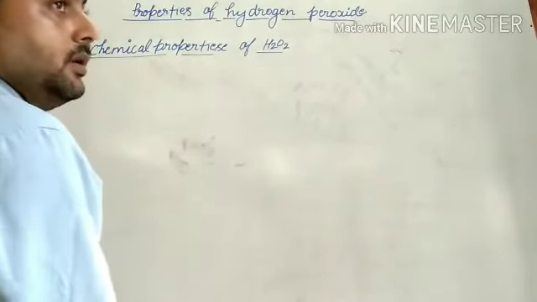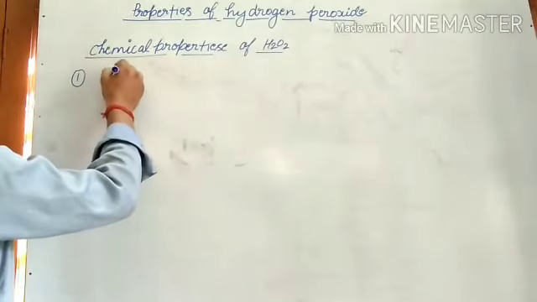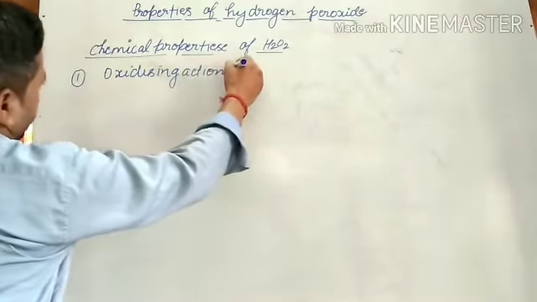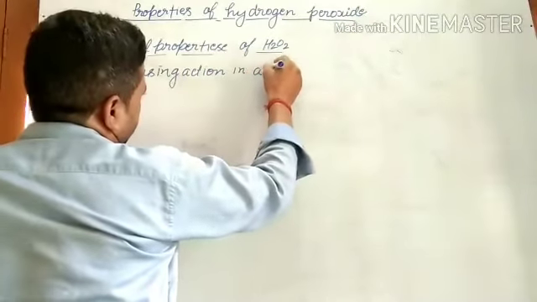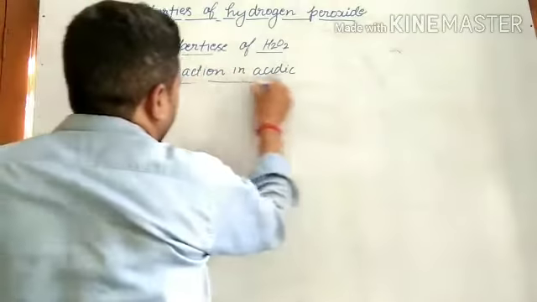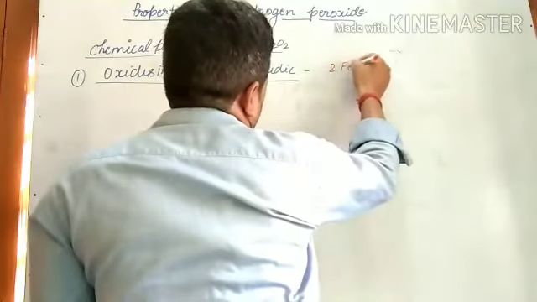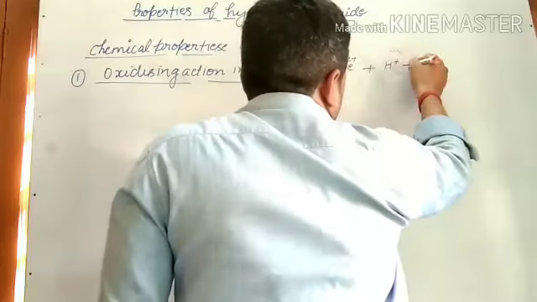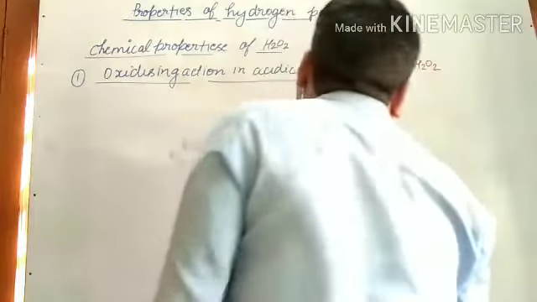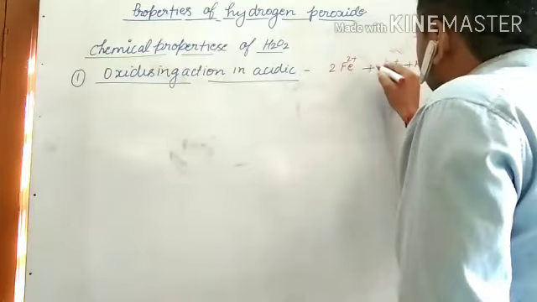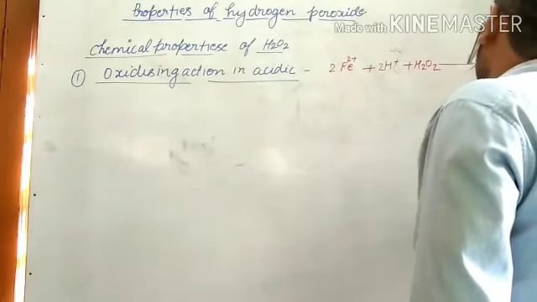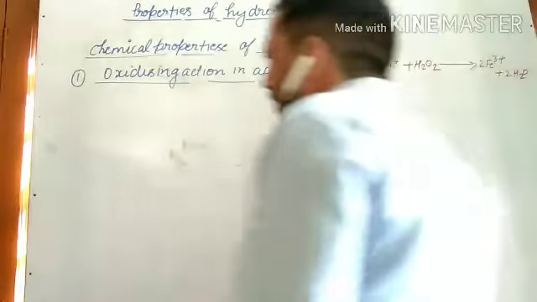So let us see the oxidizing action in acidic medium. Here, 2Fe2+ plus 2H+ plus H2O2 gives out 2Fe3+ plus 2H2O. So here it acts as an oxidizing agent.